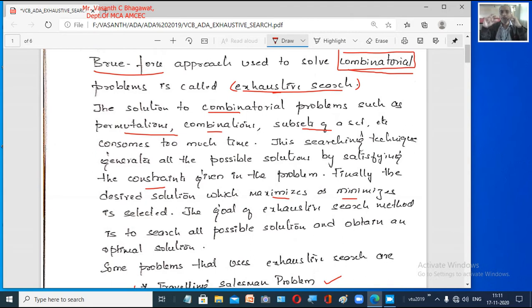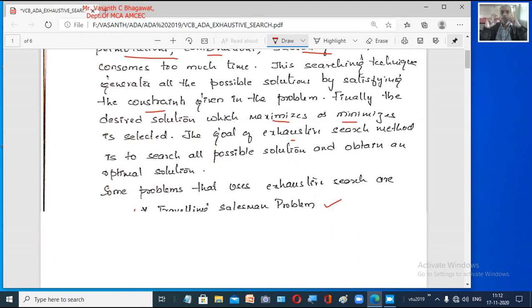So what is the main goal of the exhaustive search method? It is to search all the possible solutions and obtain an optimal solution. So which is the optimal solution? The one we obtain by searching all the possible solutions.